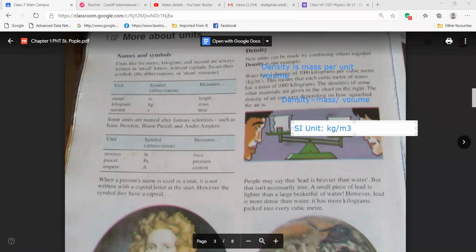So is it clear, everyone? Yes, sir. And we have the density of water, that is 1000 kg per meter cube. Here we see water has a density of 1000 kilograms per cubic meter. Yes, sir, it is the standard one.